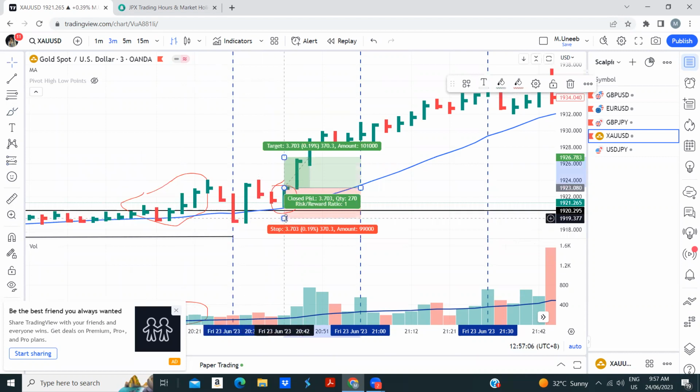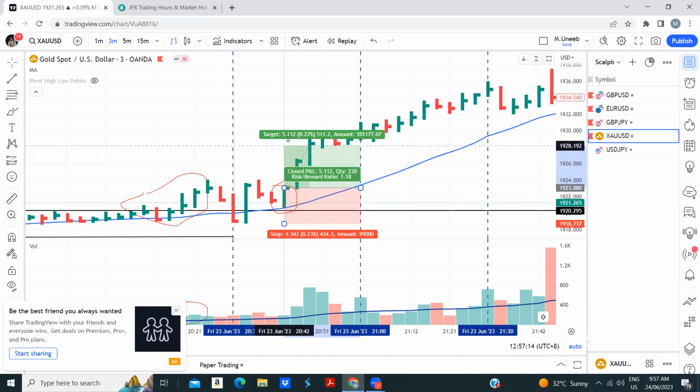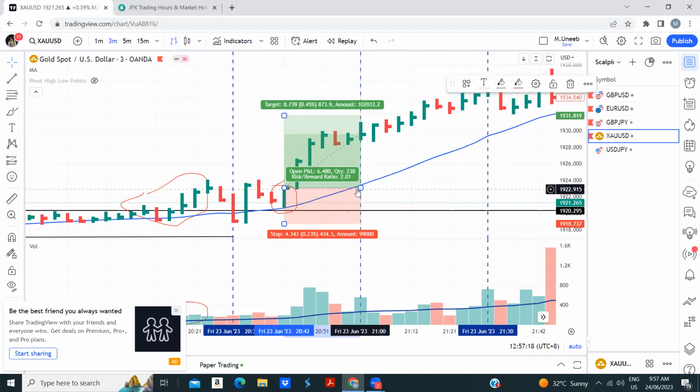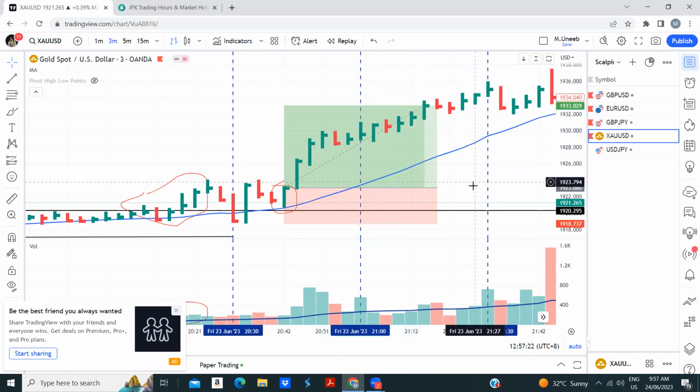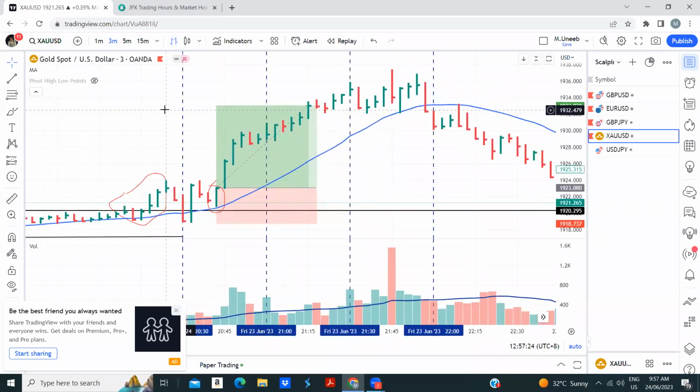Just take the trade. That's it. Place a stop loss right over here. Right? So this should be 12 minutes after the New York Open. So just take it to 2:1. Okay. Finish it. Got it?